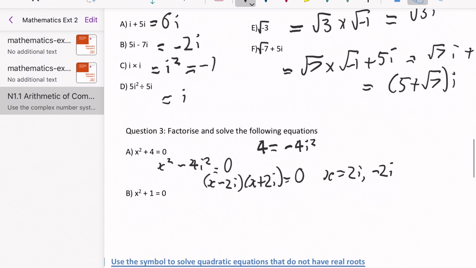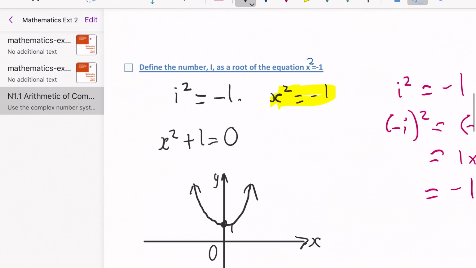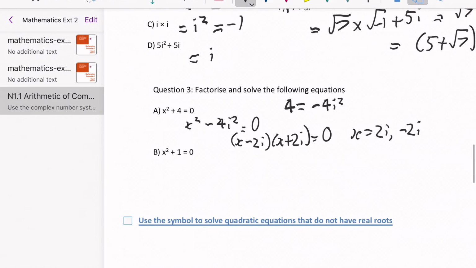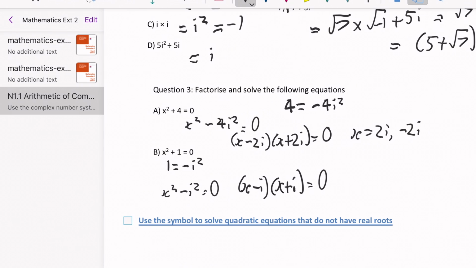And now b, x squared plus 1 equals 0. Well, this is just a rewritten form of the equation x squared equals negative 1. But we can do the same thing. We can say that 1 is equal to negative i squared. So therefore we can get x squared minus i squared equals 0. So x minus i, x plus i equals 0. Therefore x equals i or negative i.